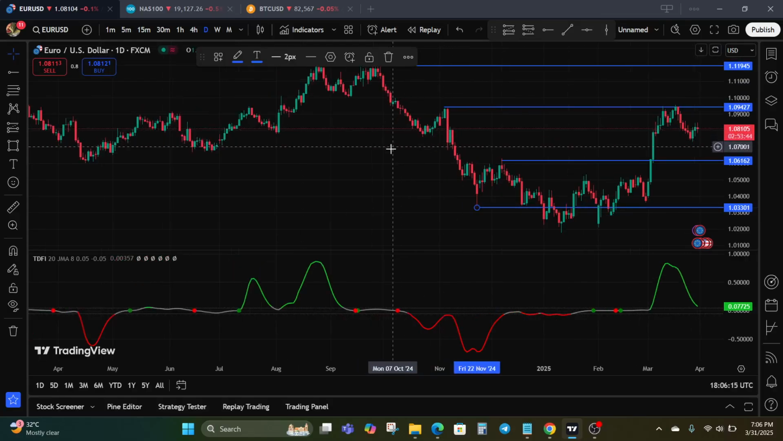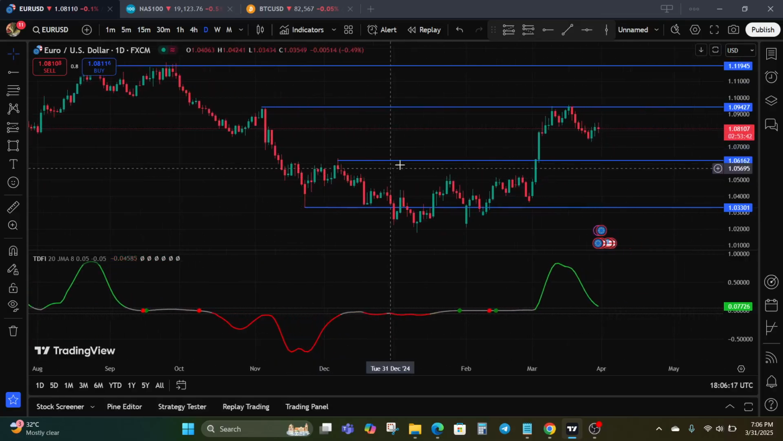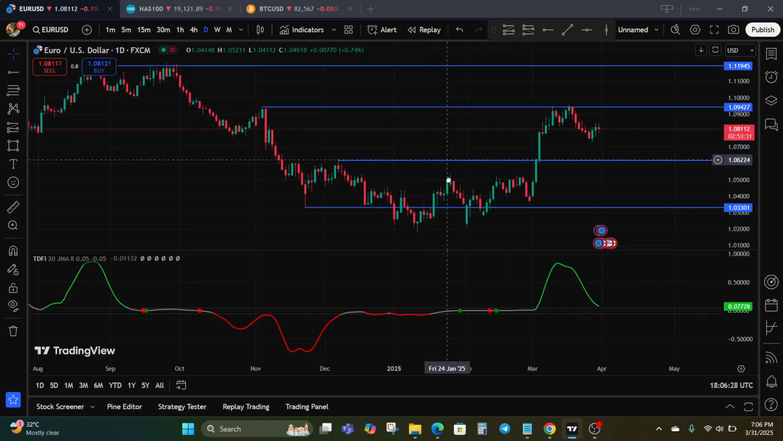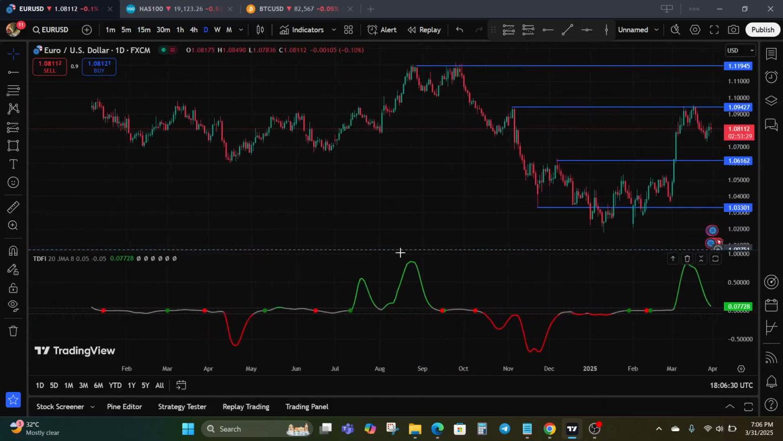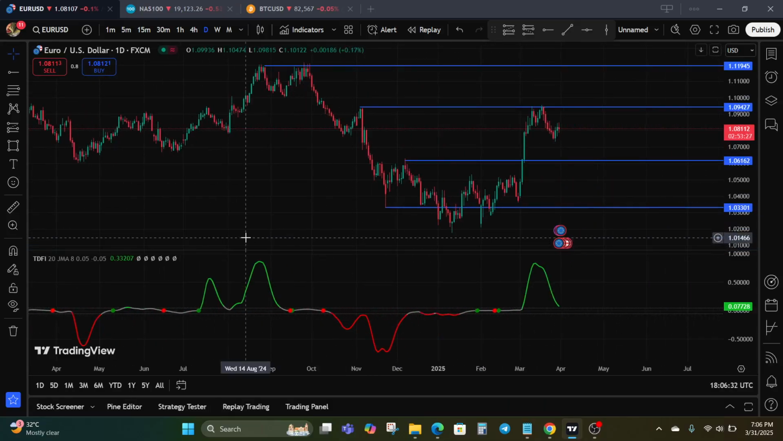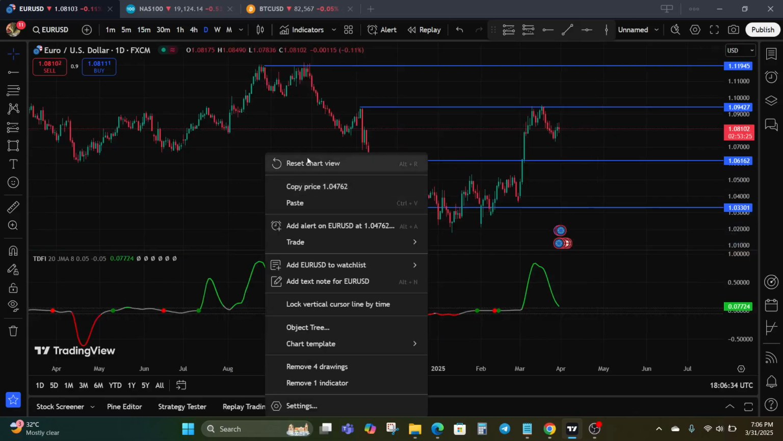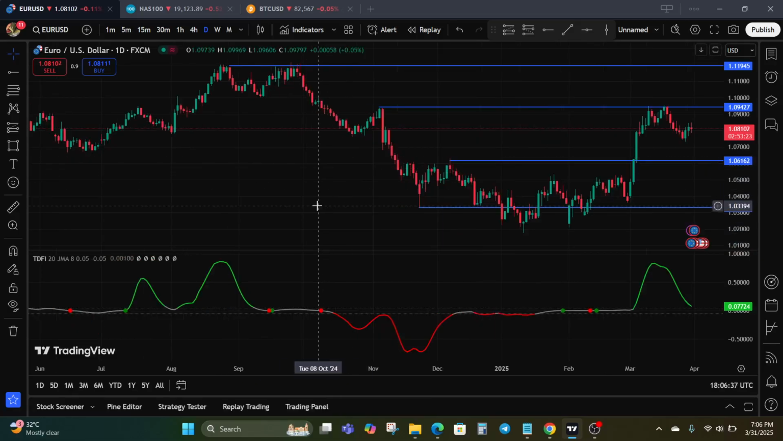All right. For added confirmation, you can also decide to add RSI or MACD just to verify breakout momentum. And you can even add a volumes indicator for volume analysis to confirm whether price action is supported by real buying or selling pressure. Basically, you can use other technical indicators to confirm prevailing momentum, to confirm signals given to you by the TDFI.